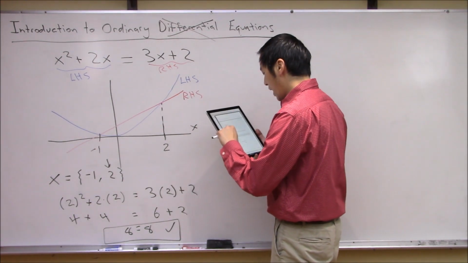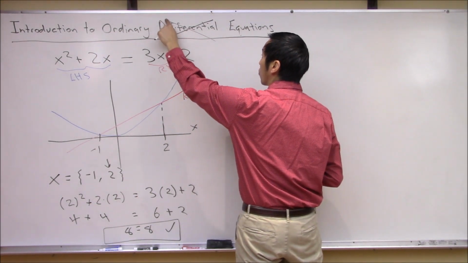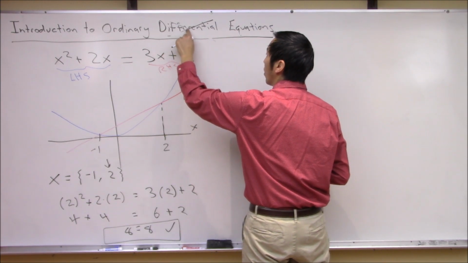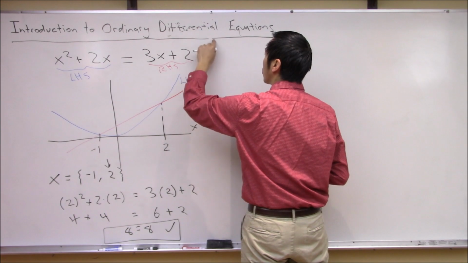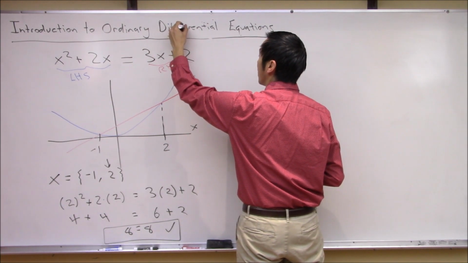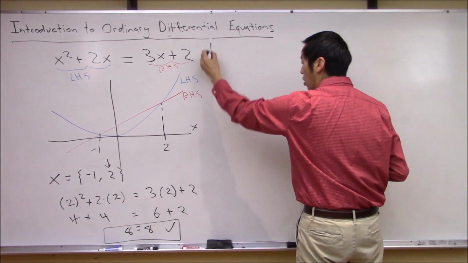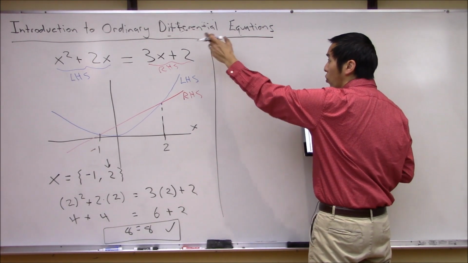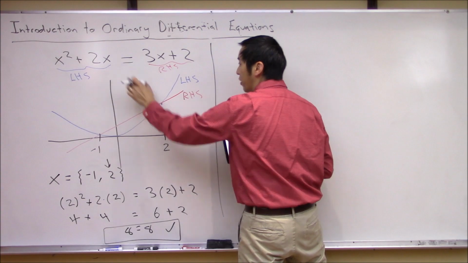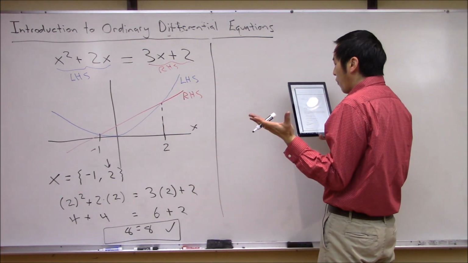Now, let's go ahead and reinsert this word differential. What does that mean here? Again, keep in mind, with our equations, all we're trying to do is make a left-hand side equal to a right-hand side. So let's look at an example of what an ODE, or ordinary differential equation, looks like. We know what an ordinary equation looks like. What does this differential bit look like?